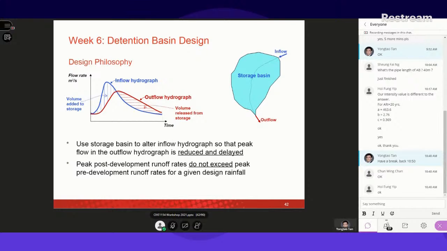So you can see the outflow, the peak is lower than the inflow, and also the time is delayed. The time means that the peak flow time is also delayed. So this is the one philosophy.